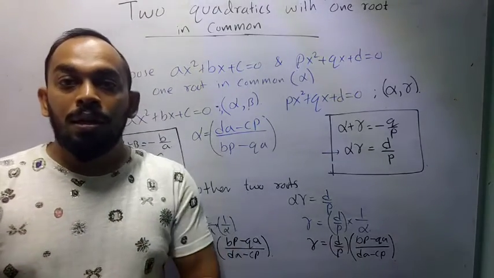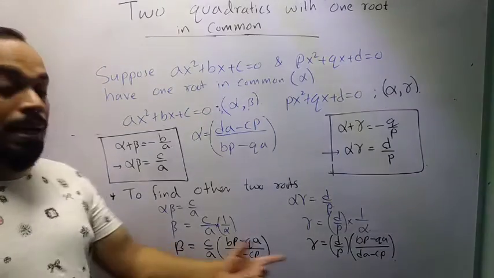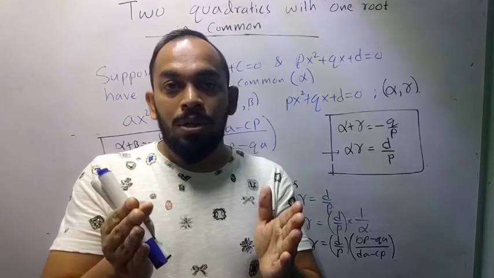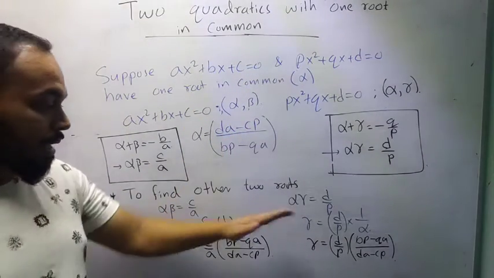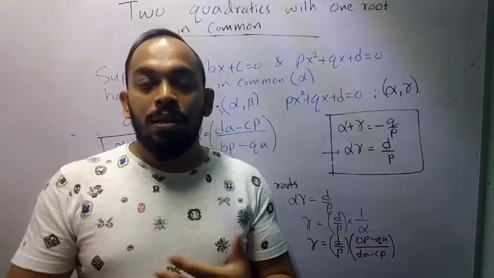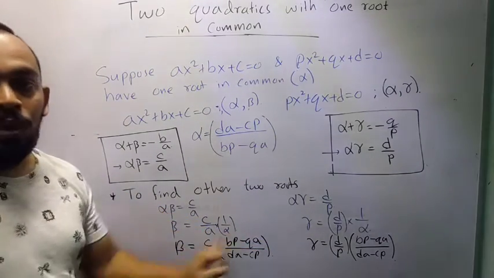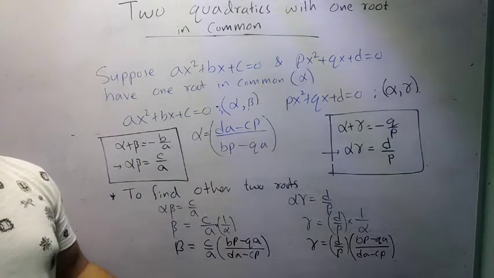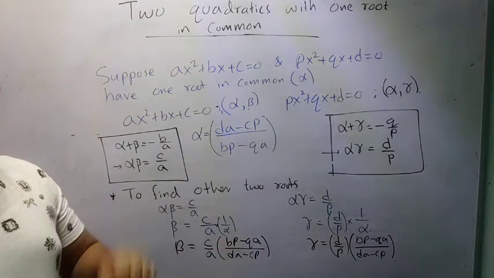Right. So in questions, they might not ask you to find beta and gamma, the other roots. They might ask you to find directly what is a quadratic equation whose roots are the other roots of these two quadratic equations. So in that case, you still have to find these two, beta and gamma. Then we can find the quadratic equation corresponding to these two as their roots. Right. So that's a very simple one. We learned the theory part that is necessary to build up the quadratic equation based on this one. So let's check that one.